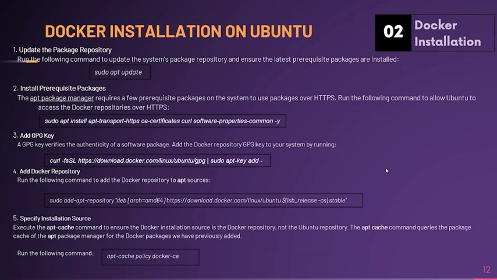The next one is to specify the installation source. We will need to execute the apt-cache command to ensure the Docker installation source is the Docker repository, not the Ubuntu repository. The apt-cache command queries the package cache of the package manager for the Docker package we have previously added. We will need to run the following command, which is apt-cache policy docker.